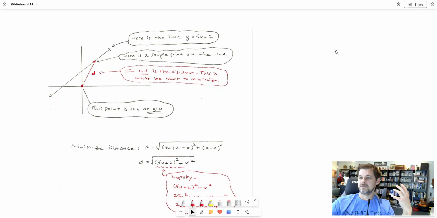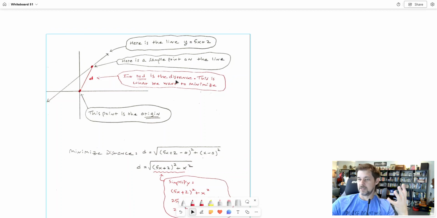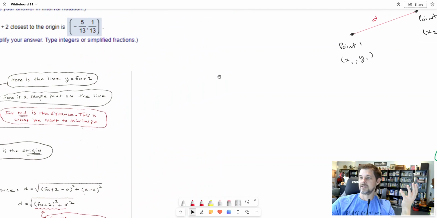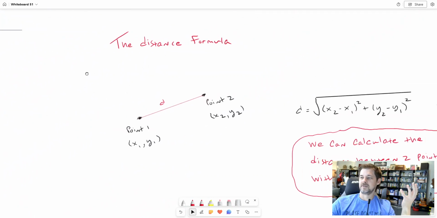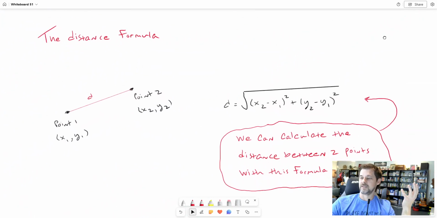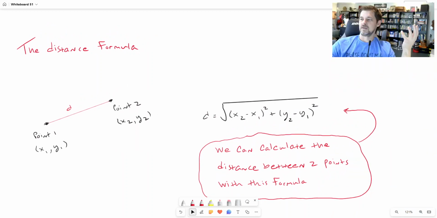Now, in order to do that, or for any of these optimization problems, if it says to minimize distance, in this case to find the closest point, I need some formula for distance. And that's not something that we've talked about in this class. So let me tell you a little bit about the distance formula. This is what we need, okay?